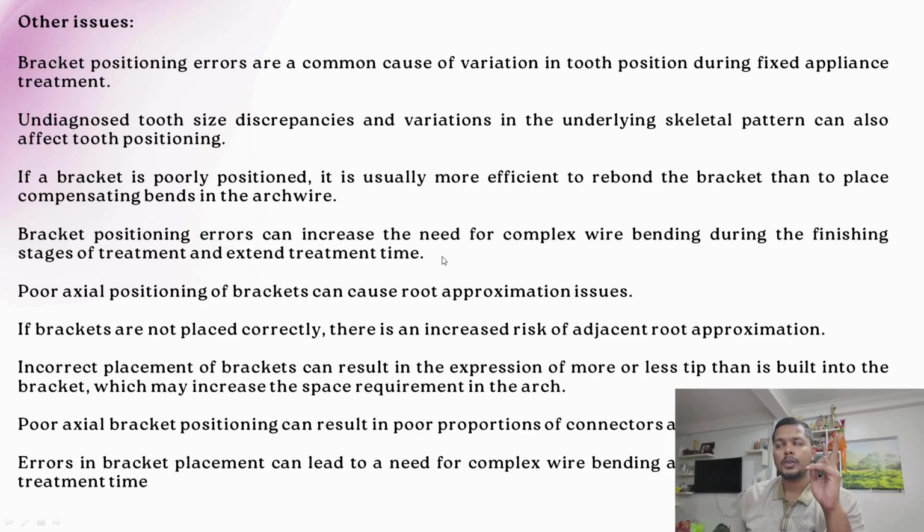The roots of the teeth can contact one another and cause very problematic situations. If the brackets are not placed correctly, there is an increased risk of adjacent root approximation, like I said. Incorrect placement of a bracket can result in the expression of more or less tip than is built into the bracket, which may increase the space requirement of the arch. Poor axial bracket positioning can result in poor proportions of the connectors and embrasures. Errors in bracket placement can lead to the need for complex wire bending and possibly extension of the treatment time.